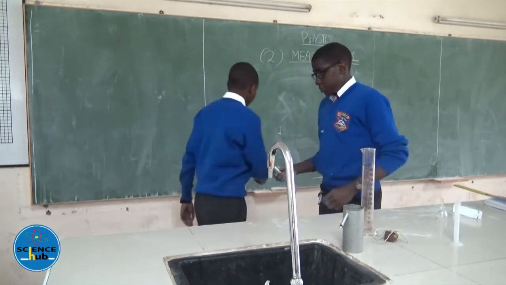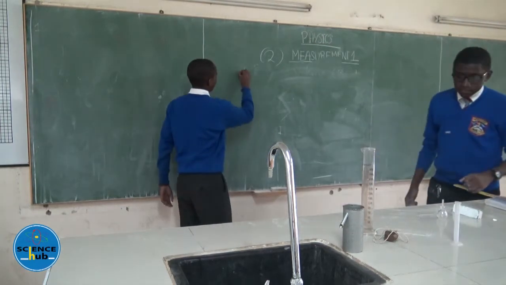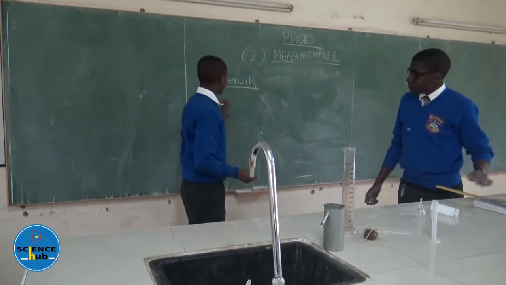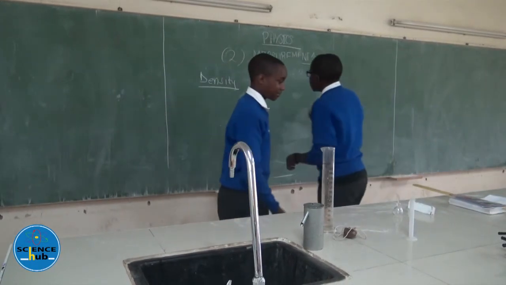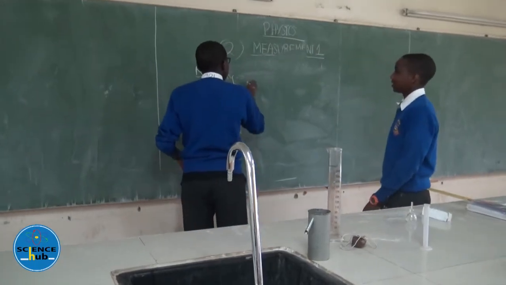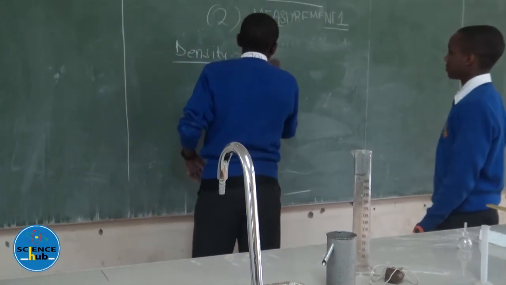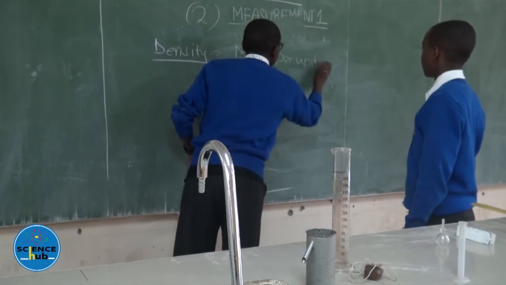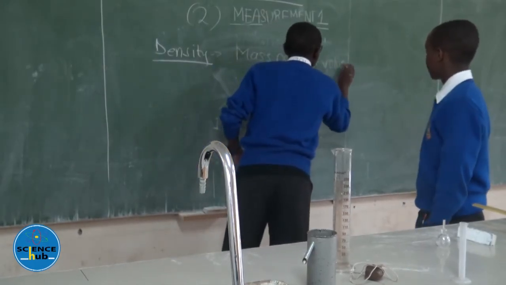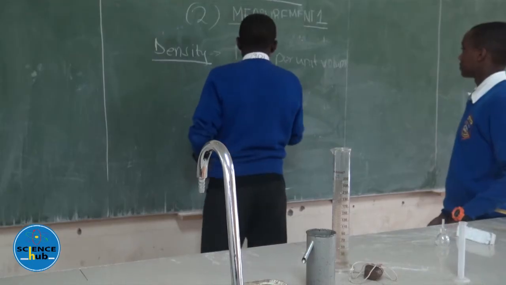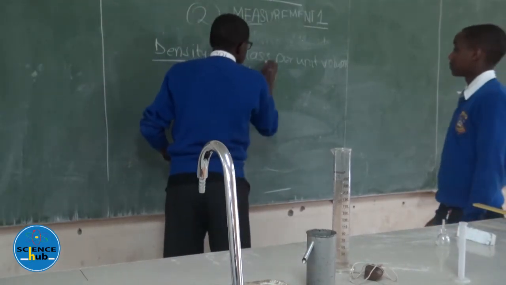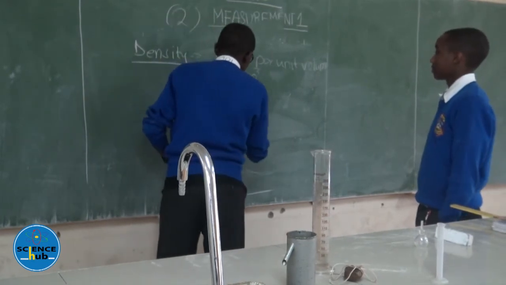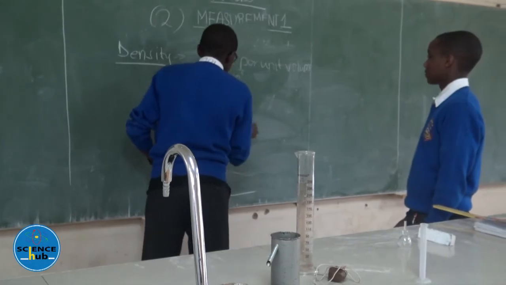We can therefore move on to density. Oscar, what can you say about density? Density can be defined as mass per unit volume. Its SI unit is kilograms per cubic meter. It can also be measured in grams per cubic centimeter.